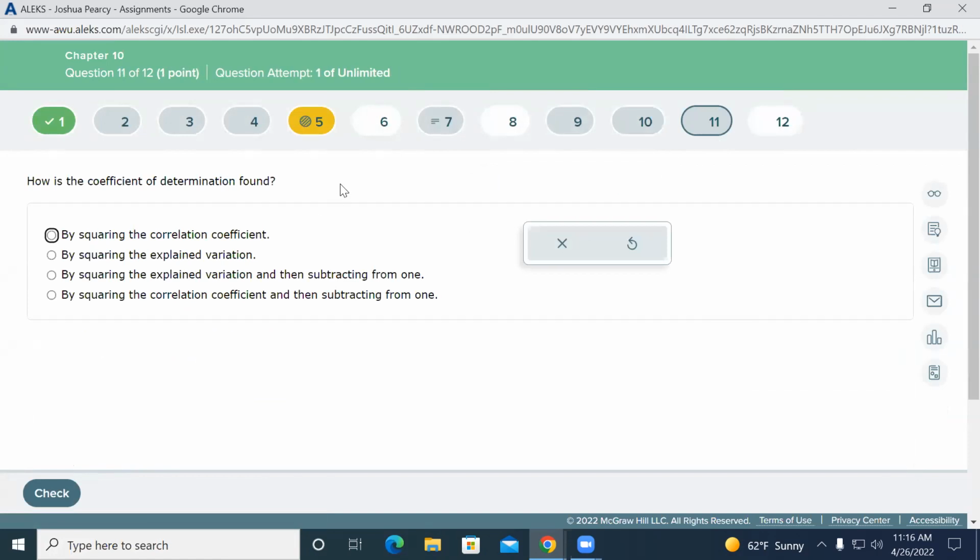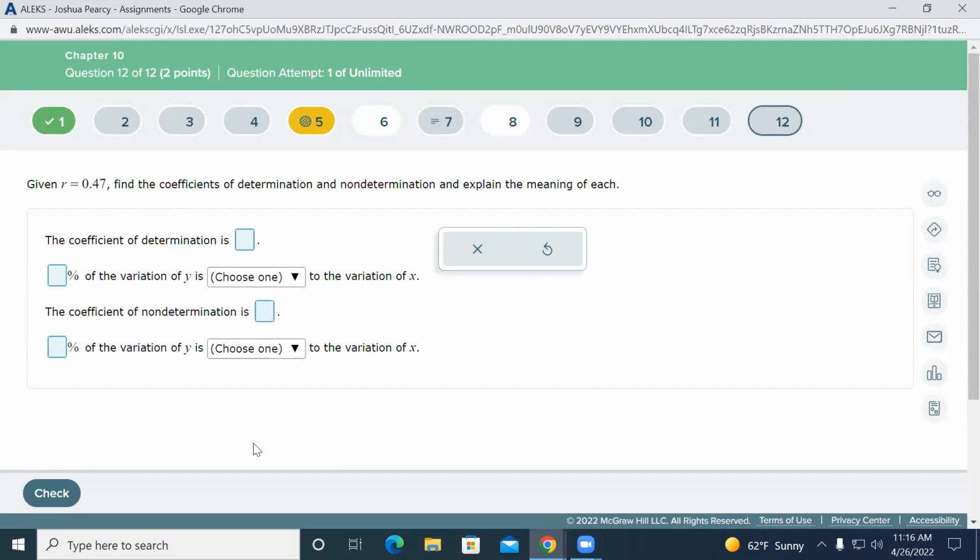Okay, so this one, how is the coefficient of determination found? So this is just saying R squared is the coefficient of determination, and how do you find that? Yeah, squaring the correlation coefficient R.